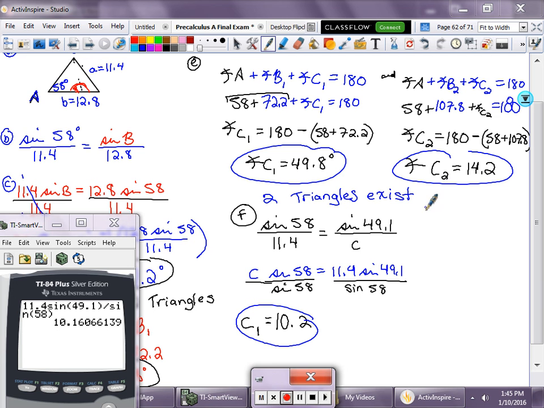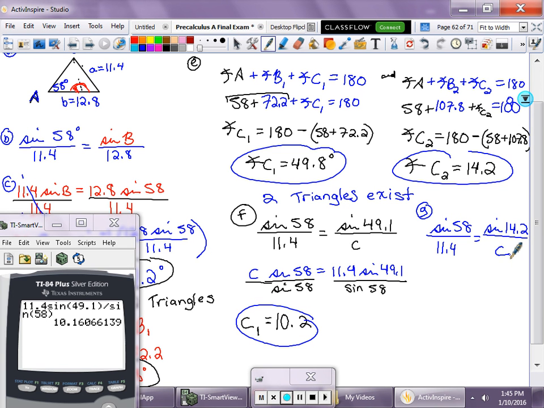So we have, and we'll leave it here. We're going to still use the same ratio that we're given. Sine of 58, always use your given, over 11.4 equals this new C value, which is the sine of 14.2 over our C value that's unknown. Cross multiply to solve. C sine 58 equals 11.4 sine of 14.2, divide by sine of 58. Similar. Just take all your steps.